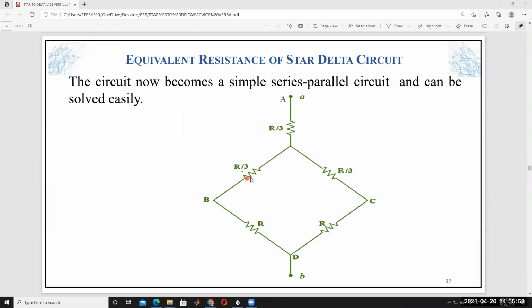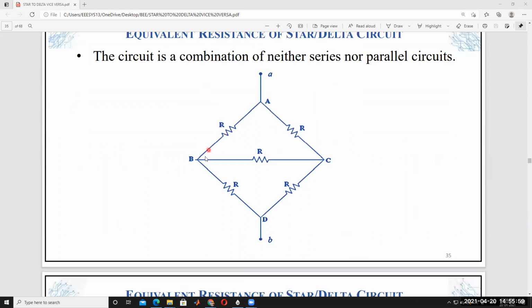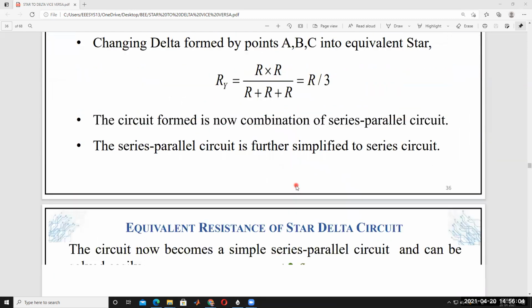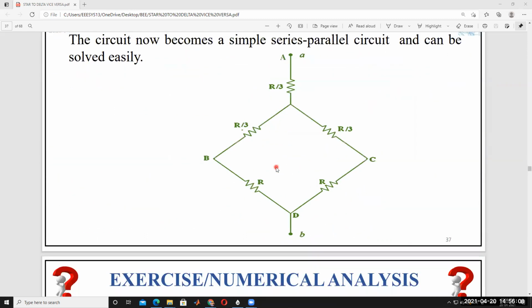This is called the delta to star network. This is the delta network, and this network is converted into star like that. So it will be converted like this, R by 3, R by 3. So here it can be easily solved.